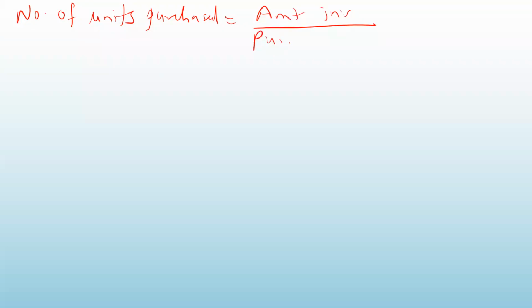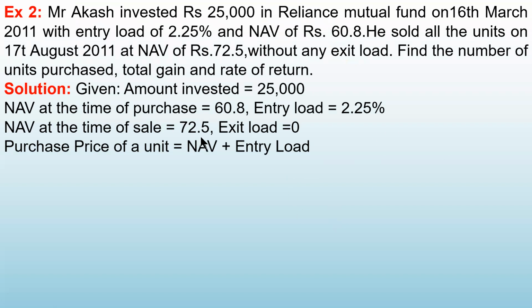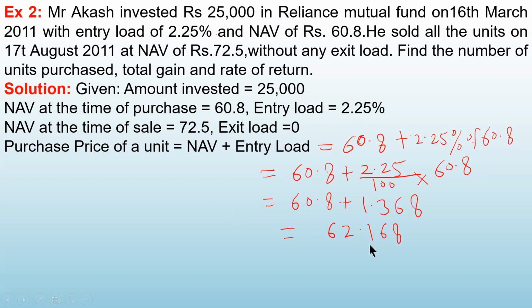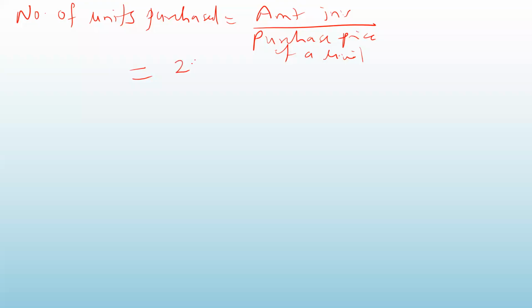How do you calculate the number of units purchased? Number of units purchased is equal to amount invested divided by purchase price of a unit. How much amount was invested? 25,000, and the purchase price is 62.168. So 25,000 divided by 62.168. Correct now?